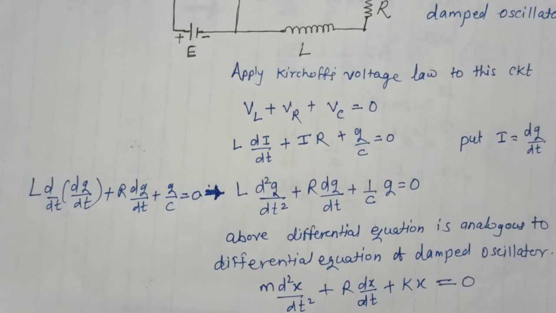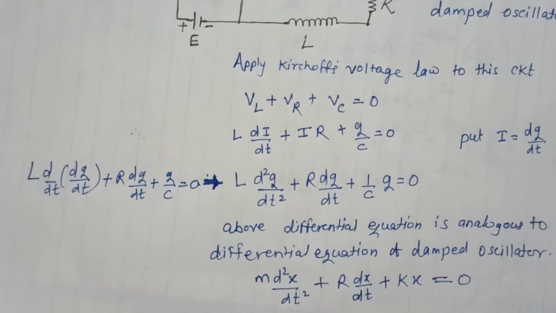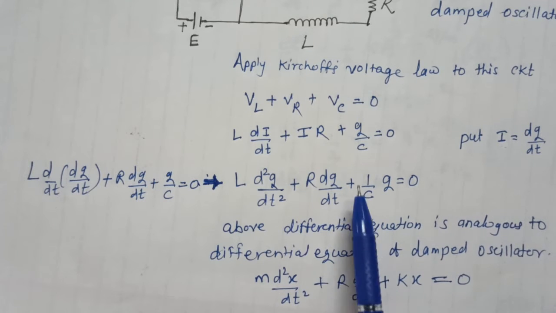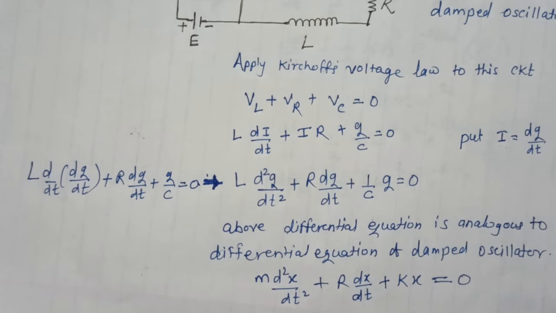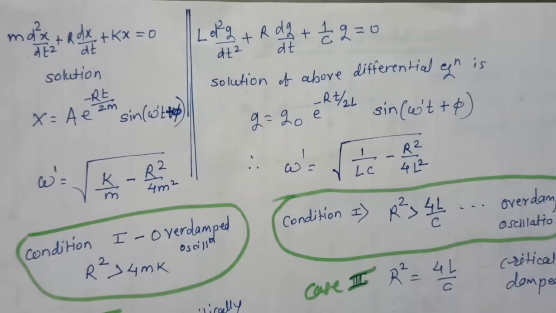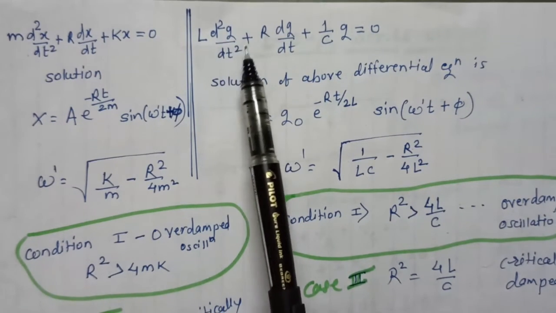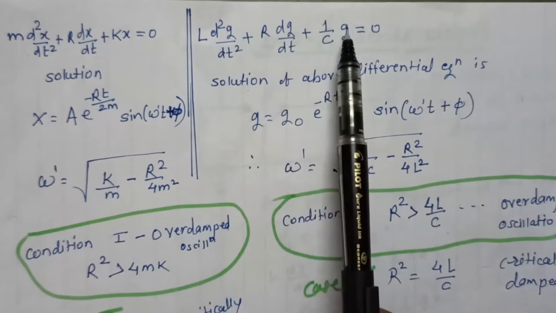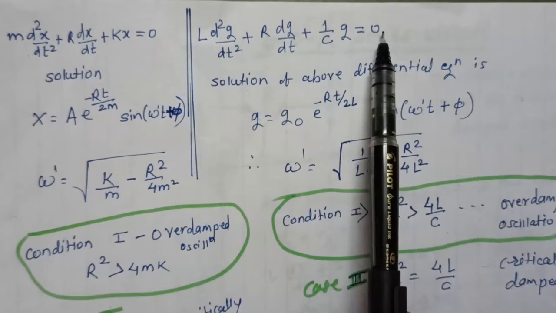We know that the equation of damped oscillator is m into d2x by dt square plus r into dx by dt plus kx is equal to 0. In both equations, m is analogous to L, r is analogous to R and k is analogous to 1 upon C. Now the solution of the differential equation L into d2q by dt square plus R into dq by dt plus 1 upon C into Q is equal to 0.